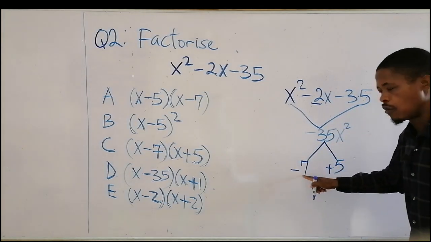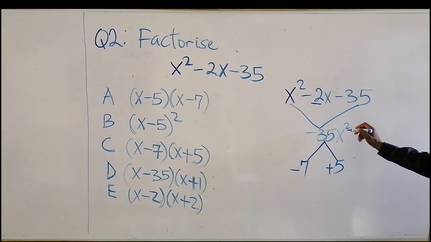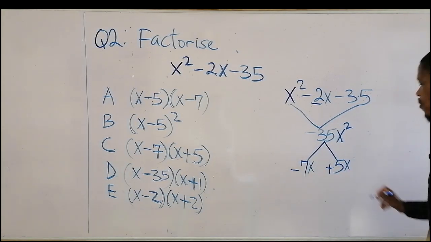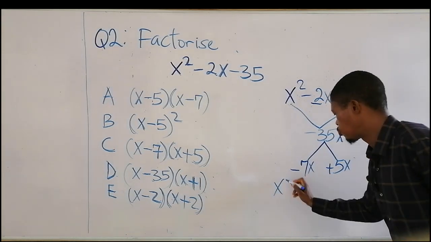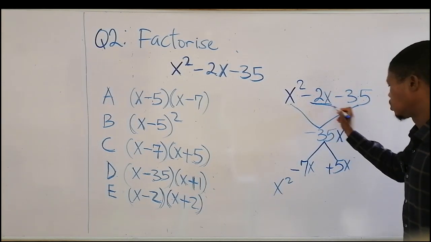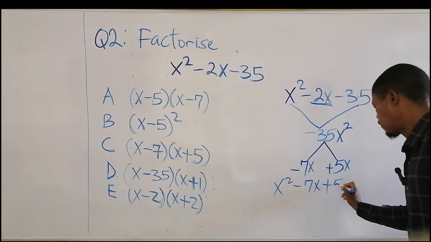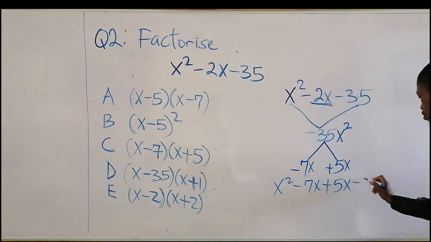That means you're going to have one negative and one positive. Then your x squared here, you're going to split it into 2, 1 here and 1 here. Then the next thing to do now is to replace this one with these 2 factors, minus 7x plus 5x, and then minus 35.